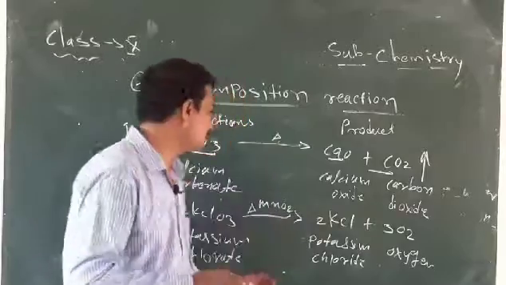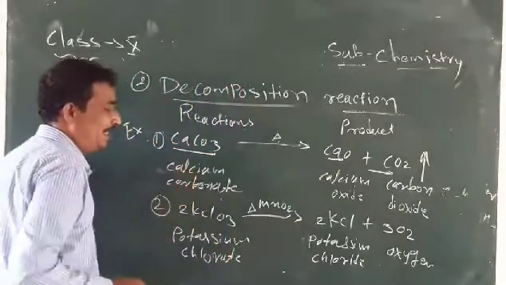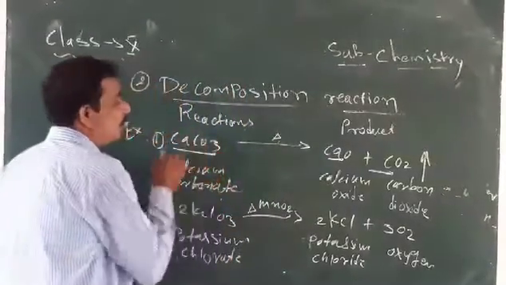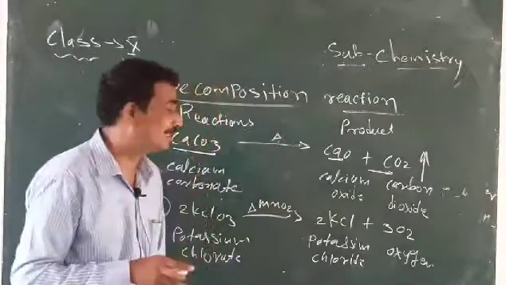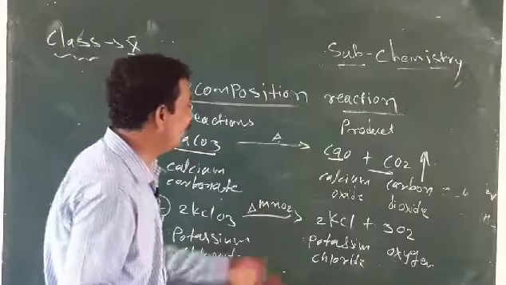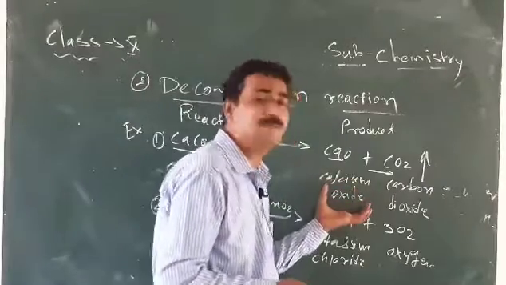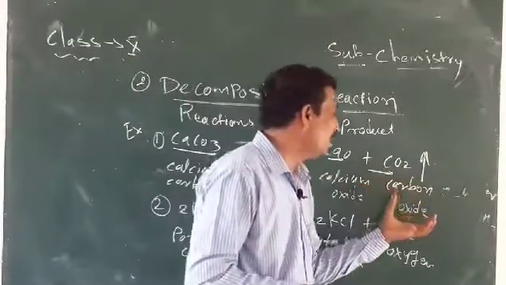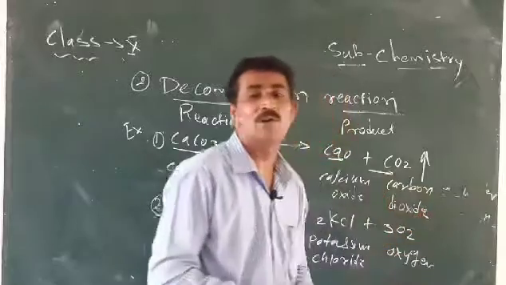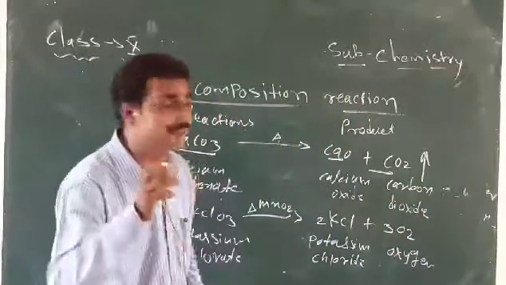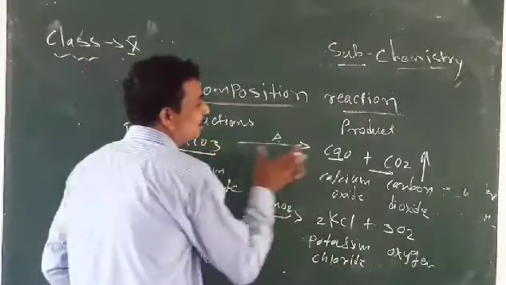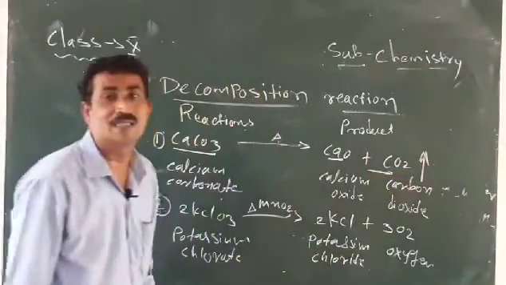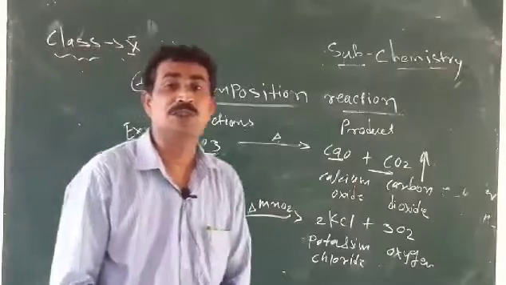For example, calcium carbonate. Calcium carbonate is heated, thermal heat is given, meaning direct heat. Calcium oxide is produced, and CO2, carbon dioxide, is liberated. This reaction shows that a single reactant produces two or more compounds, which we call a decomposition reaction.